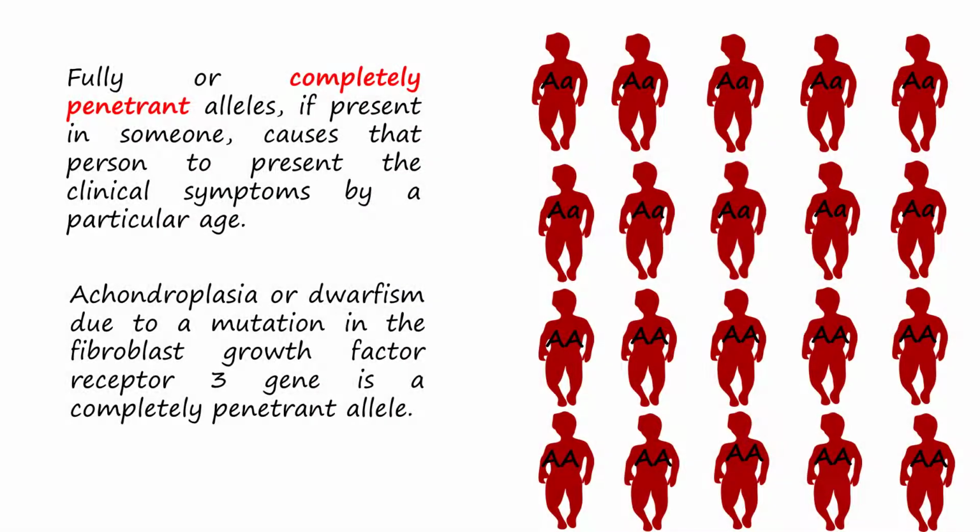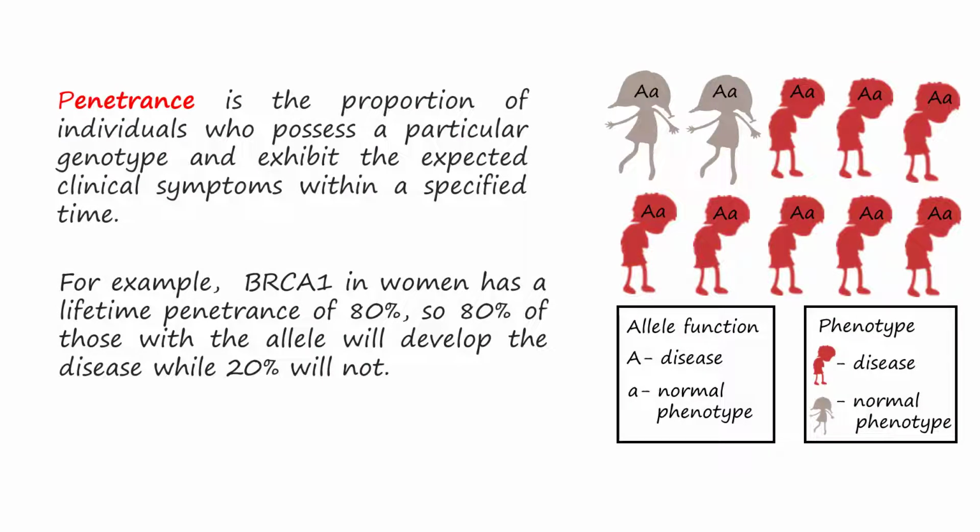Fully or completely penetrant alleles, if present in someone, cause that person to have the clinical symptoms by a particular age. Achondroplasia or dwarfism due to a mutation in the fibroblast growth factor receptor 3 gene is an example of a completely penetrant allele. Penetrance is the proportion of individuals who possess a particular genotype and exhibit the expected clinical symptoms within a specified time.